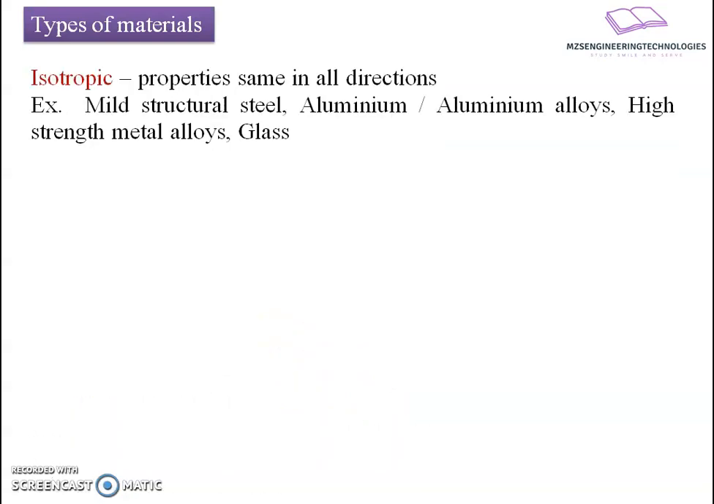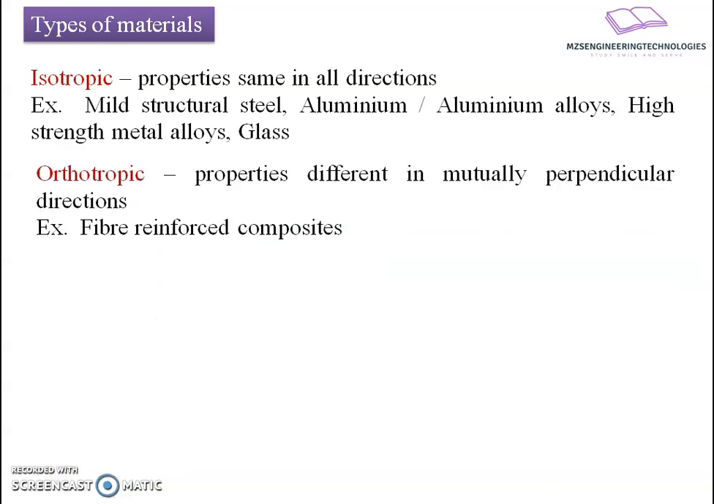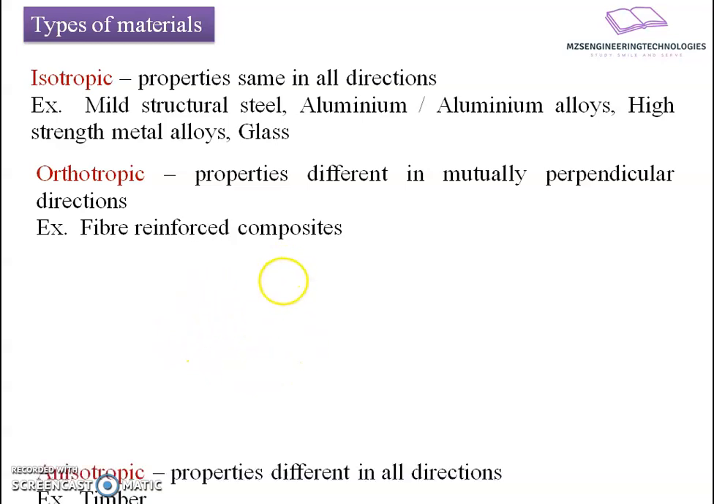Now, let us discuss the types of material. In case of structural design, we come across various types of material which have different properties, like isotropic in nature, where properties are the same in all directions. For example, mild structural steel, aluminum alloy, high strength metal alloys, glass. The second type of material is orthotropic, where properties are different in mutually perpendicular axes, like the case of fiber reinforced composites.